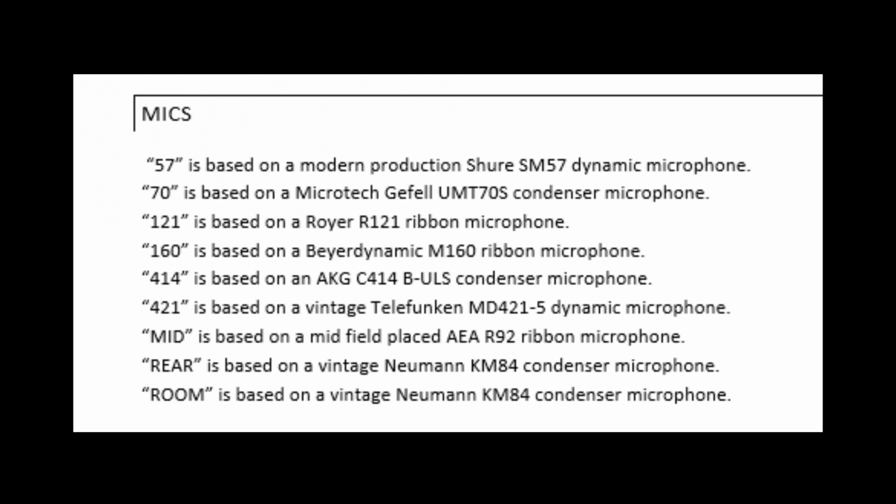For example, a 57 can sometimes sound a little bit small on its own, but when you blend in a 121, it can smoothen out the top end and thicken up the bottom end. Let's listen to some examples.